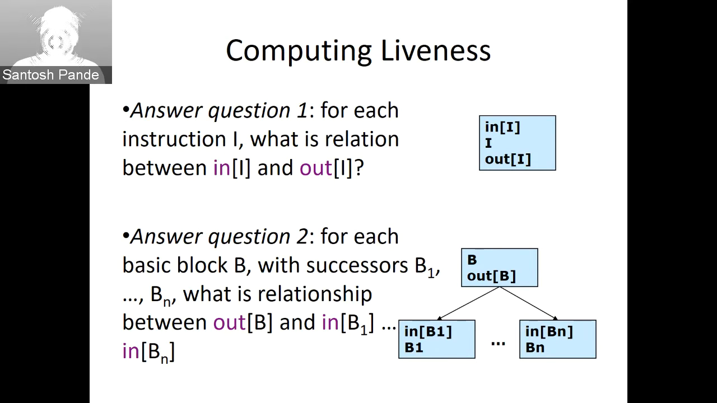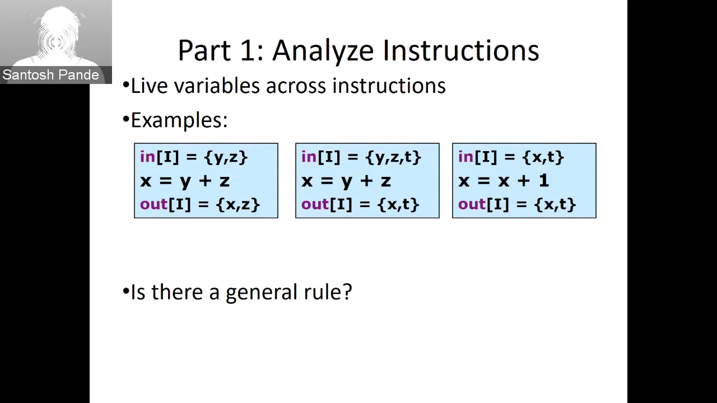But many problems do the reverse. They use the current information to decide what is to be done downhill, and those are forward problems. So liveness, very busy expressions, anticipatability, all these are backward problems. So how do we do this? Let us look at some examples.